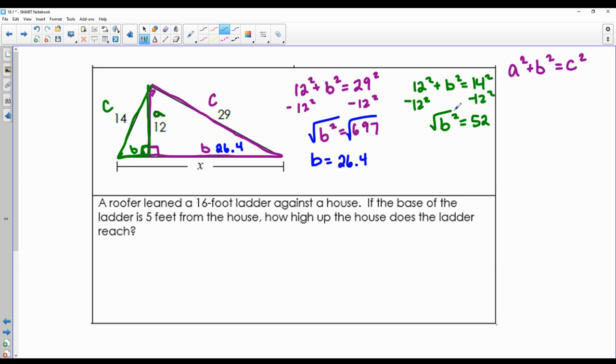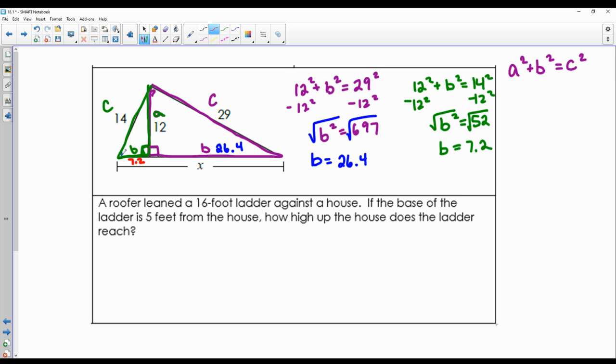And I can take the square root of both of those, and B here is equal to the square root of 52, which is 7.2. So this side, let's do it in red, that side right there is 7.2.